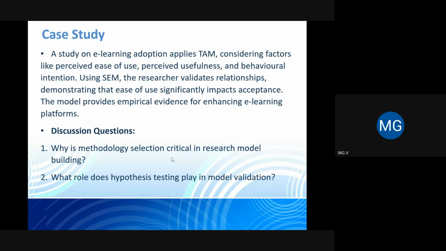Why is methodology selection critical in research model building? It ensures the logical sequence of the research process. And apart from that, research methodology is known as the technique through which we conduct studies. The importance of the research method is vital, because if we are going to conduct such kind of studies, then we should know which method to apply so that we can get meaningful conclusions accordingly. Right.